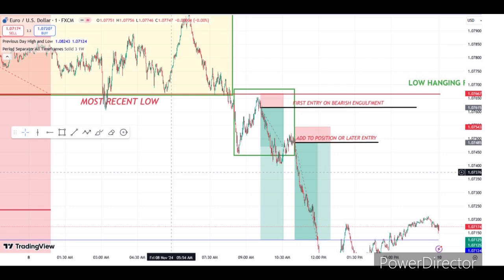So this is the low-hanging fruit setup. I know that we went through a lot of information tonight with this video. I hope it wasn't too confusing. I tried my best to keep this as simple as possible, right?